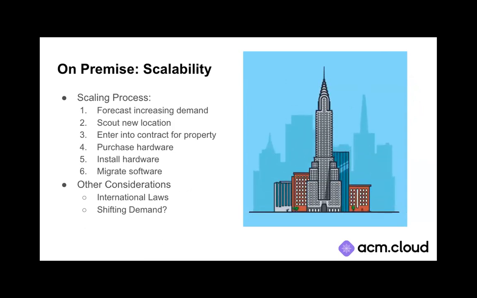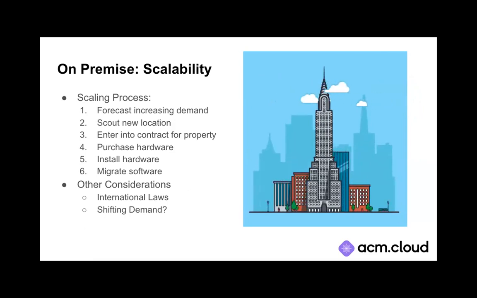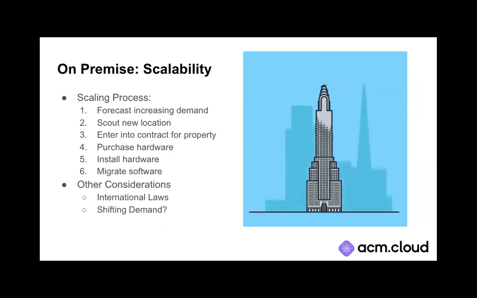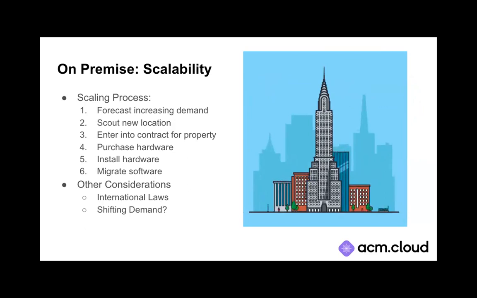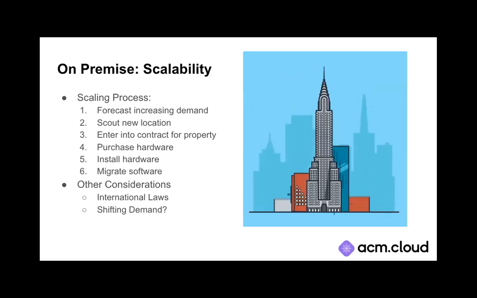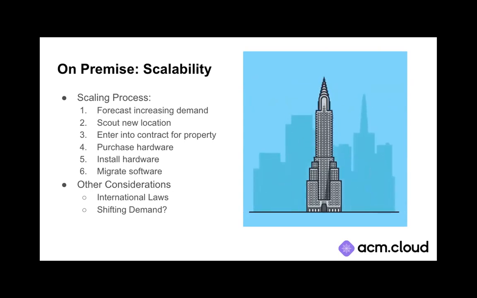Now we want to grow our business. So we have one location. Traditionally, that process would look like a six-step process where we forecast an increase in demand, so we know that we want a new location. We need to scout out that new location, enter into a contract for the property, buy the hardware for that new location to run, install the hardware, and then migrate our software to the new location. But this is a very lengthy process. And because market demands shift all the time, it can turn out that even if we do this, we may end up running at a loss for the short term.